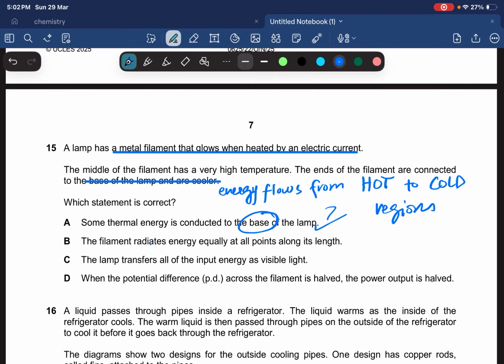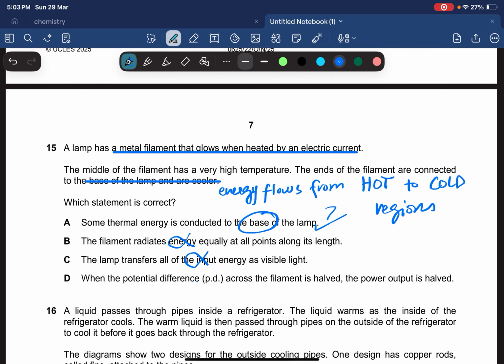The filament radiates energy equally at all points along its length. No. The points that are cooler are not going to radiate a lot. The lamp transfers all of the input energy as visible light. No, it's getting heated. Not all energy is converted into light.